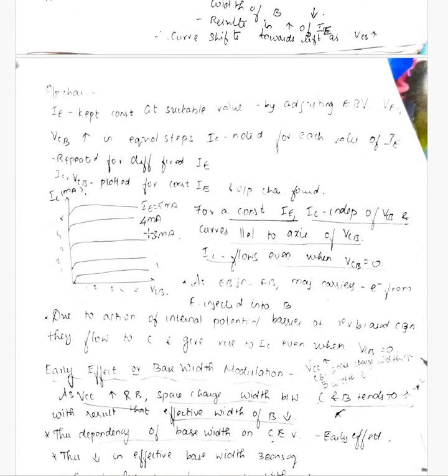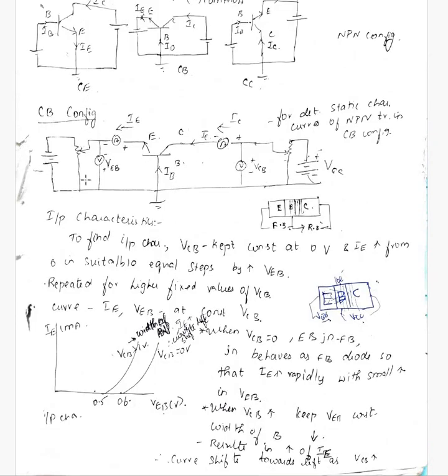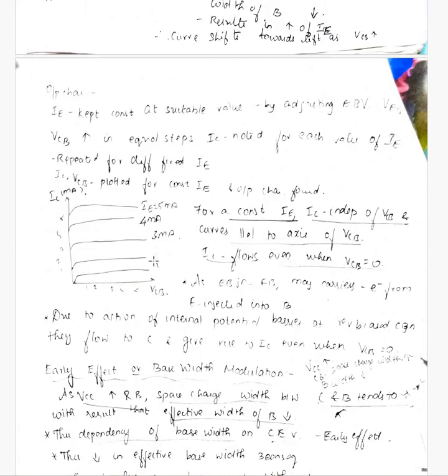And then coming to output characteristics, it stands for output voltage and output current, keeping the input current IE constant. So for different IE, the values are plotted here, and we can see the curve is a straight line, which means IC is constant, it's independent of the output voltage VCB.